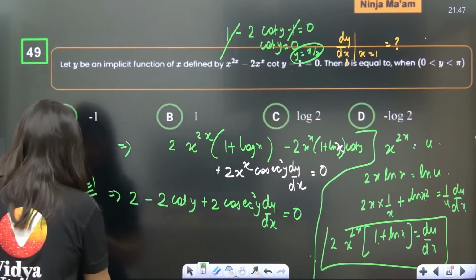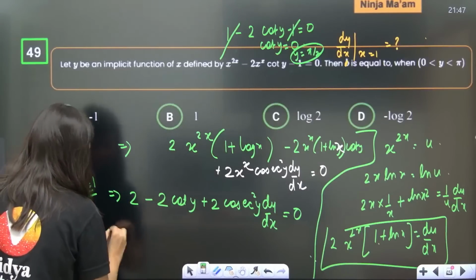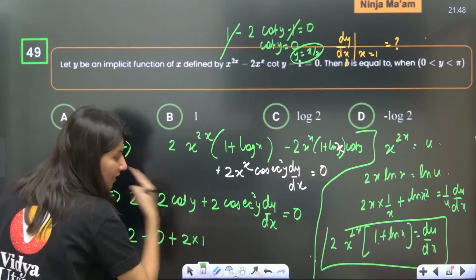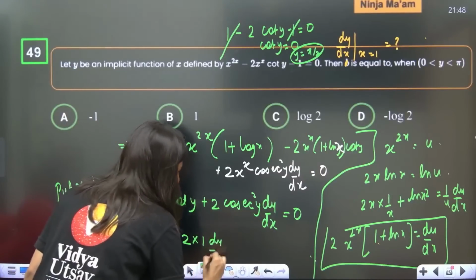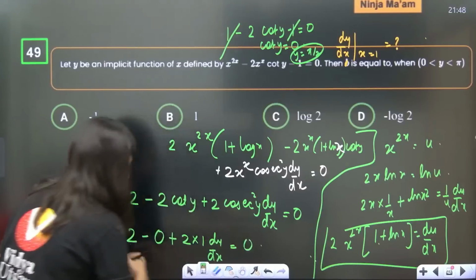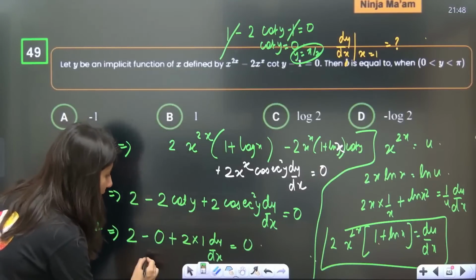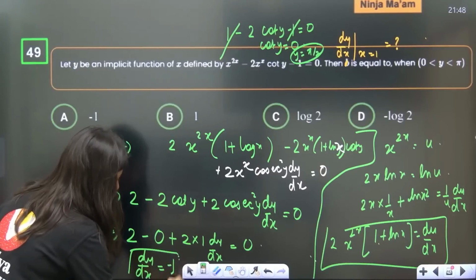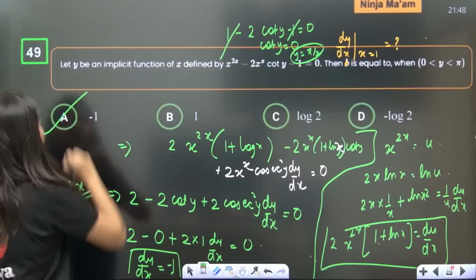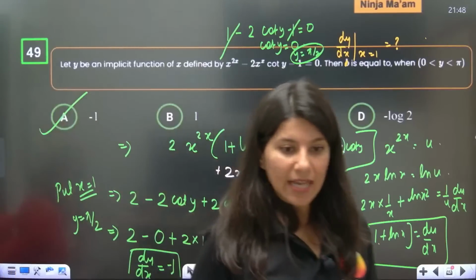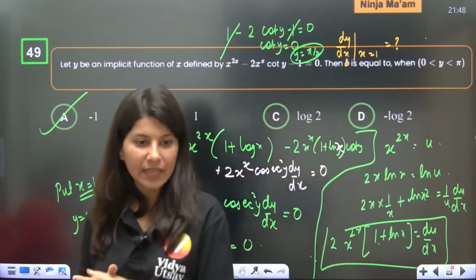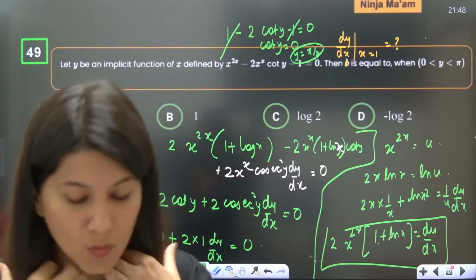If you put y equals to pi by 2, this is going to give you 2 minus 0 plus 2 into 1. Cosec pi by 2 is 1. dy by dx is equals to 0. So dy by dx from here we can say is nothing but minus 1, my dear students. dy by dx is minus 1, option A is absolutely right. This is the last question. Everybody getting it? Yes? Okay.